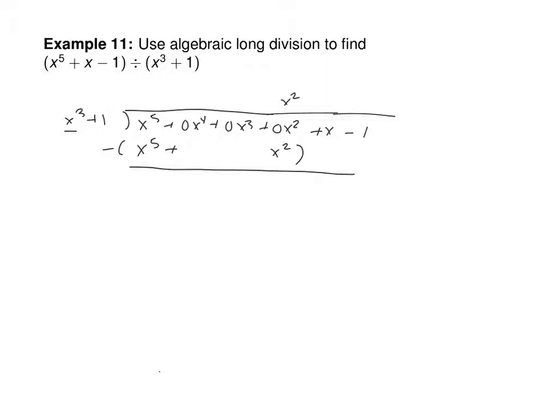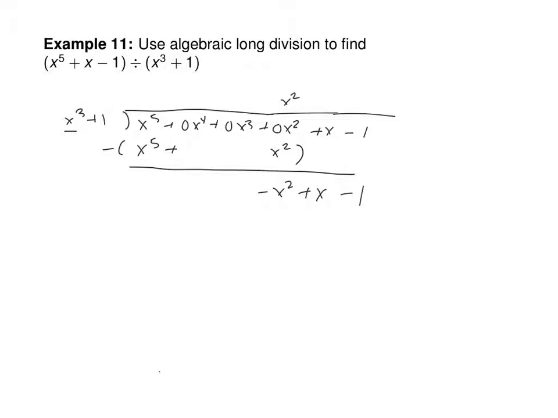Does that make sense, though? I just put the x squared, because x squared times x cubed is x to the fifth, right? And so the zeros don't actually matter unless they end up showing up. So you've got 0 minus 0, the fourth's already gone. Does that make sense? You've got 0 minus 0, the third is gone. All you now have is negative x squared plus x minus 1.